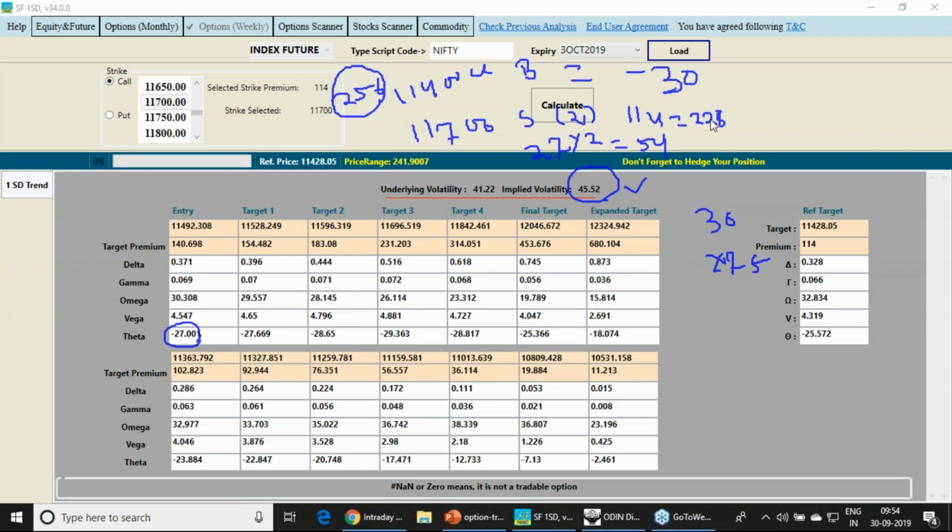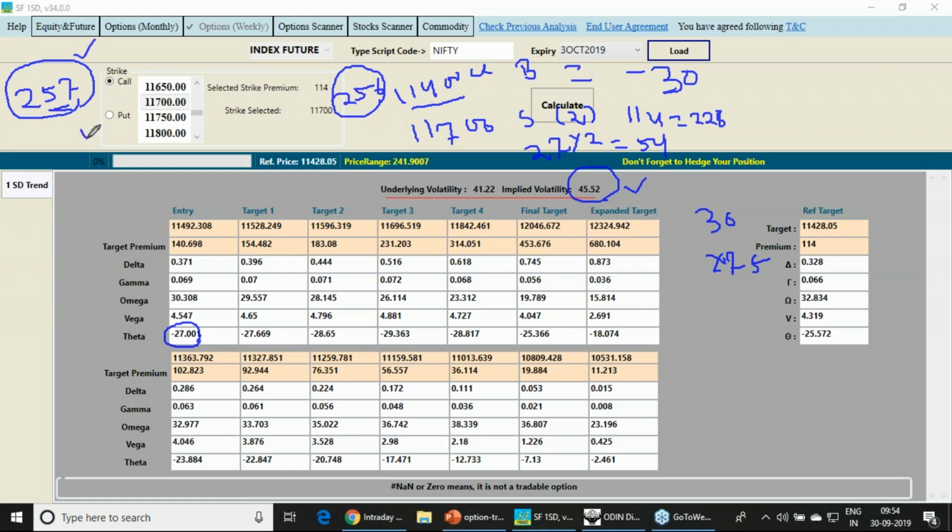You must ask me, why not 600? Why not 500? How did you get this 11,700? See, for the 11,400 call option, I am paying a premium of 257 rupees. This is the price I am buying at. I need to choose a strike in such a way that the 257 rupees I have bought should not be lost. If the market goes up, I must not lose anything out of this 257.